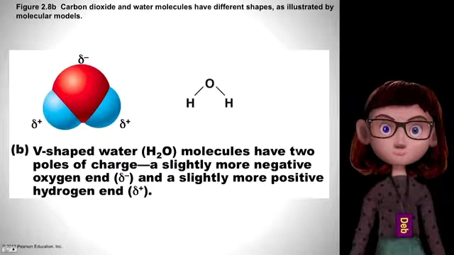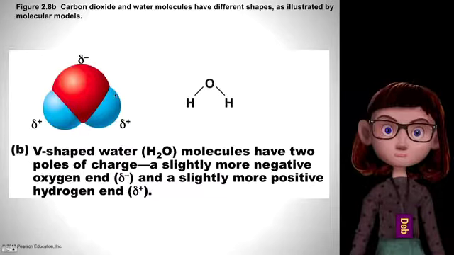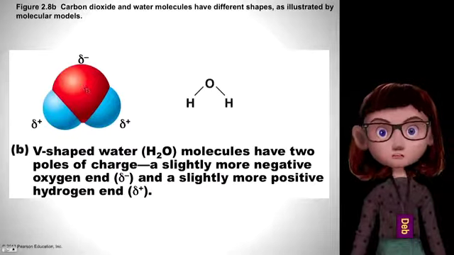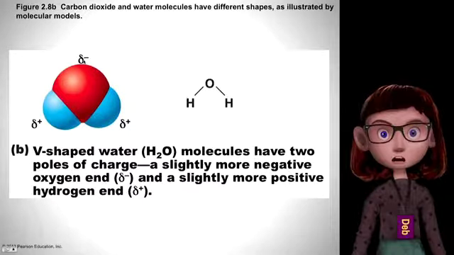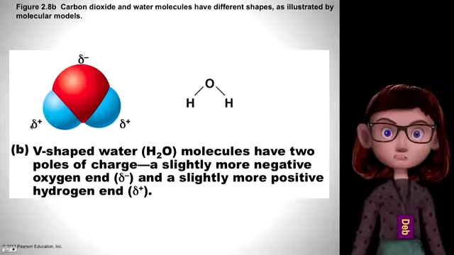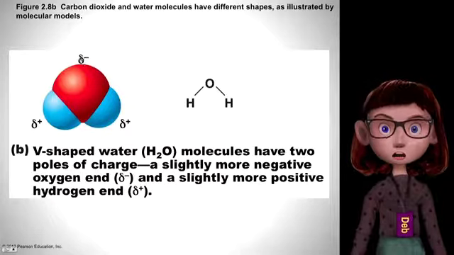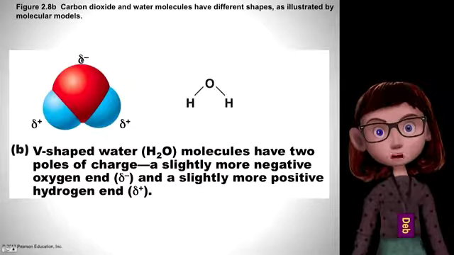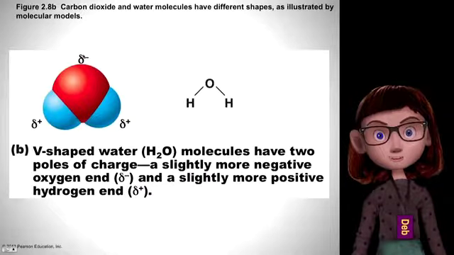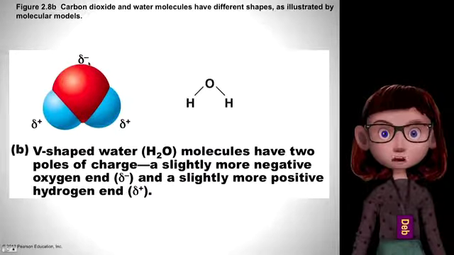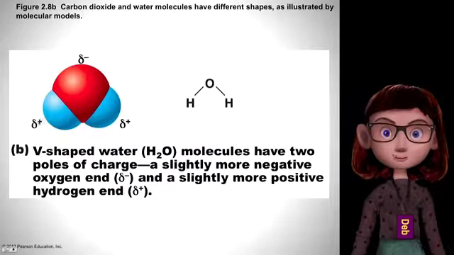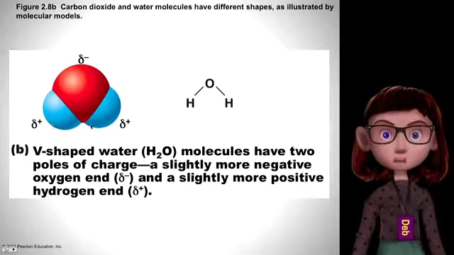It actually has two poles of charge. And this is not a really strong negative or positive charge, such as with an ion, but a slight negative charge and a slight positive charge. Slight is indicated with this Greek letter delta. It looks like a lowercase fancy d. This is slightly negative on this side where you have the oxygen atom, and toward the hydrogen atoms you have the slight positive charge.